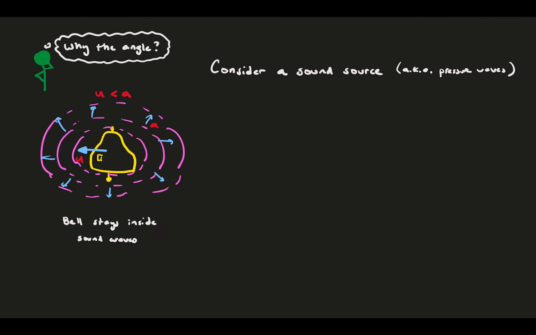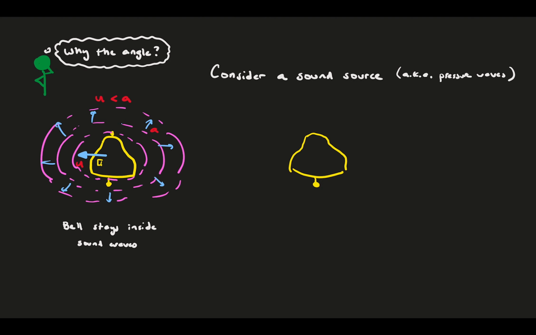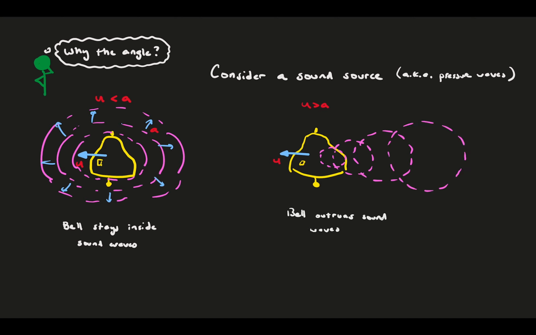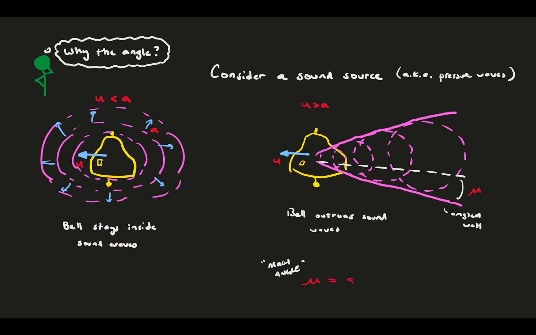If u is less than a, the bell stays within the sound waves, and this is representative of subsonic flow. Now, consider if the bell were moving at a speed faster than the speed of sound. The bell would still emit sound waves, but it would constantly outrun that sound wave and exist outside of it. The edges of sound waves coalesce into an angled wall, where we'll label the angle as mu. This angle mu is called the Mach angle and is a direct function of the Mach number coming in.